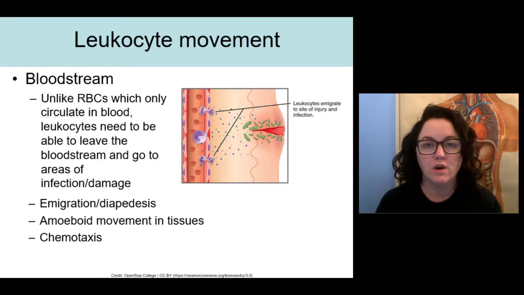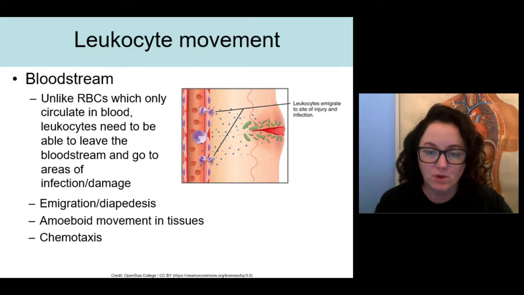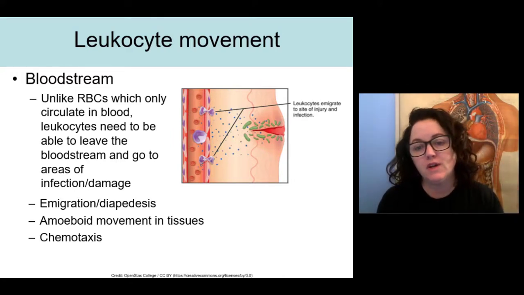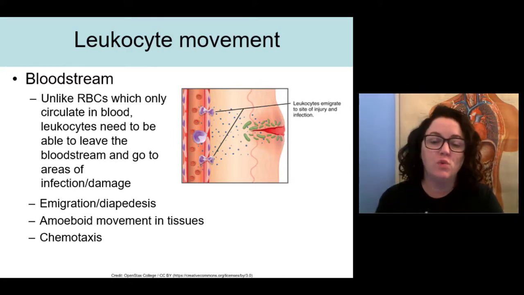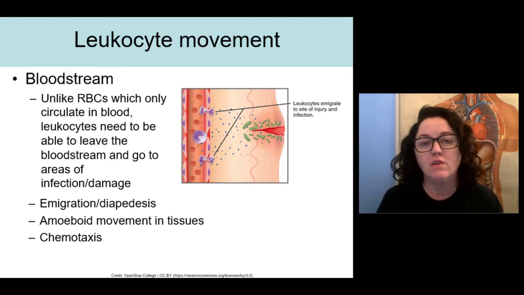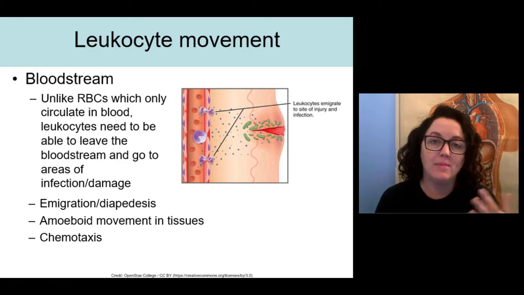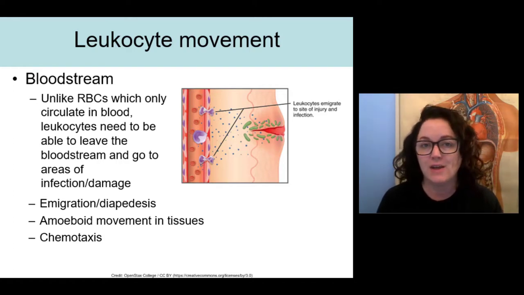I just want to talk for a minute about leukocyte movement. Now we know that leukocytes are found in the bloodstream, but many of them, especially the monocytes, are able to leave the bloodstream. Red blood cells always stay in the bloodstream unless the blood vessel is broken. But leukocytes can leave the bloodstream and go towards an area of infection or damage. The process of leaving a blood vessel is called emigration or diapedesis.